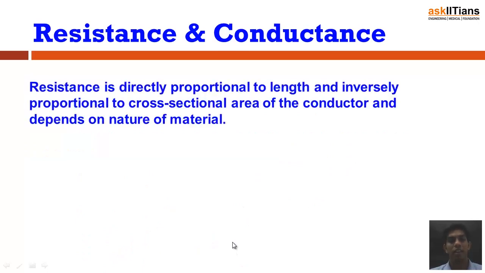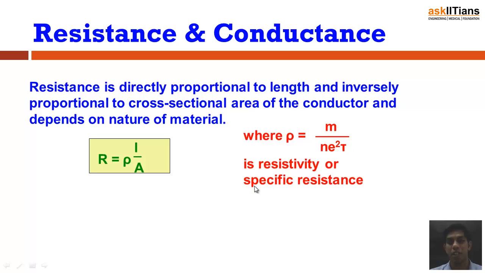So as I said, resistance is directly proportional to length and inversely proportional to the cross-section area of the conductor. It depends upon the nature of the material. So from the previous expression, we got R to be some constant times L by A. This constant, denoted by rho, is called resistivity or specific resistance, and its expression is given like this: rho is equal to m divided by n e squared tau.